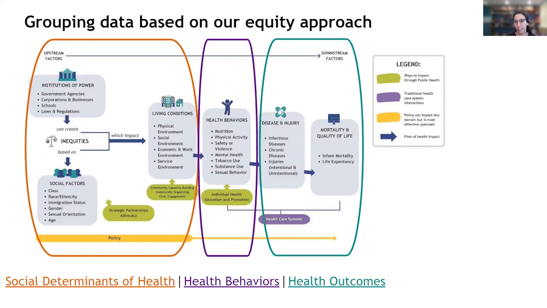After that, we have the health behaviors. These refer to the individual actions that impact health, such as diet, exercise, substance use. And finally, health outcomes, which is what we usually measure, or most often measure, which are the results of these determinants and behaviors, including indicators like mortality rates, chronic disease prevalence, and quality of life.